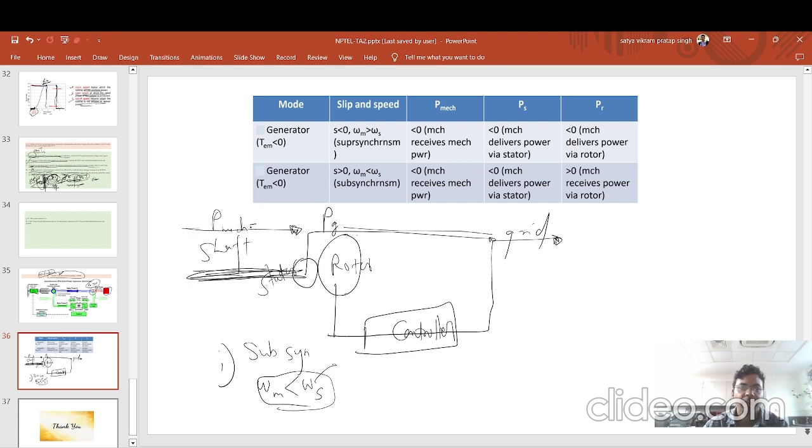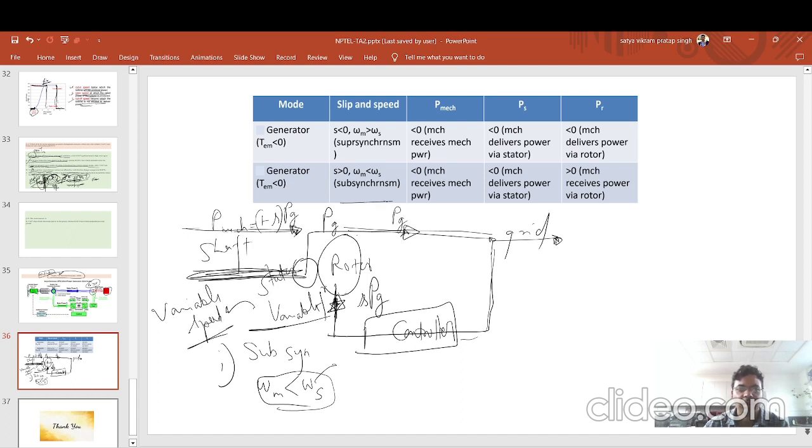What will be the mechanical power? It will be (1 minus s) times Pg. So from the shaft, the mechanical power coming to the stator is (1 minus s) Pg, and it goes from here to the grid, that is Pg. So where is the sPg coming from? It should come from the controller side, from the grid itself. So this rotor is of variable frequency. Variable frequency, why? Because variable speed is there.